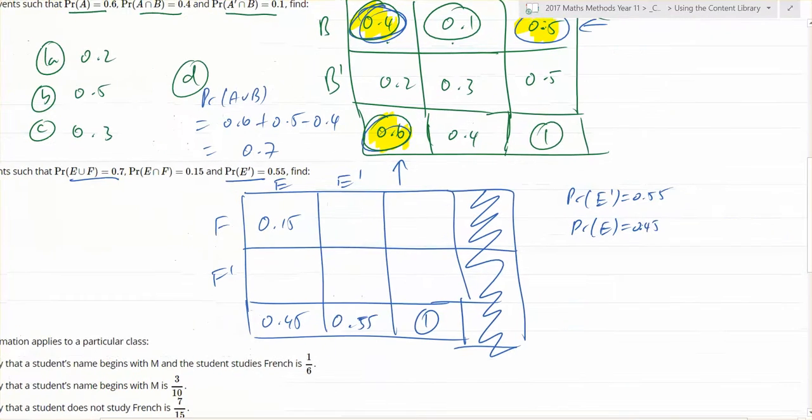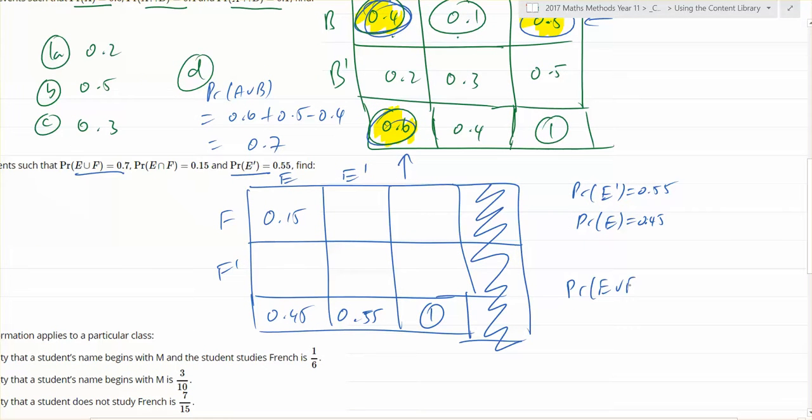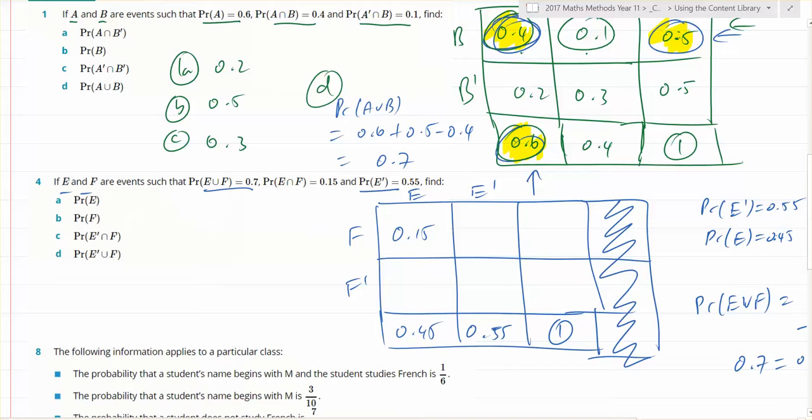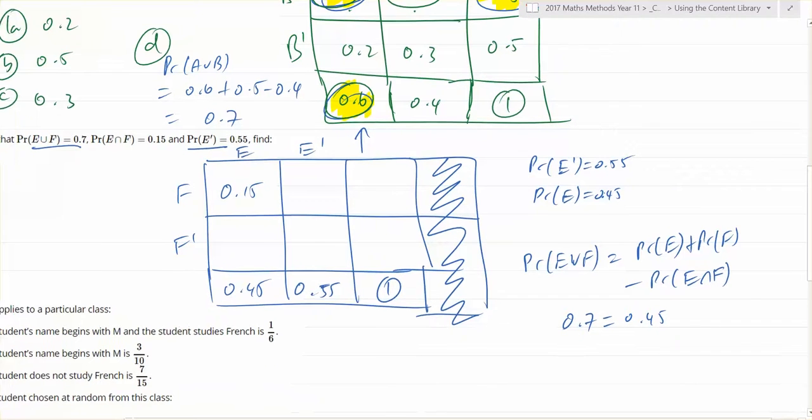I'm also given E union F is 0.7. Do you remember the formula? The probability of E union F in a probability table is the probability of E plus the probability of F minus the probability of E intersection F. We know E union F is given to us, it's 0.7, which equals the probability of E, which we worked out as 0.45, plus the probability of F. We don't know what the probability of F is, so we need to work this out.